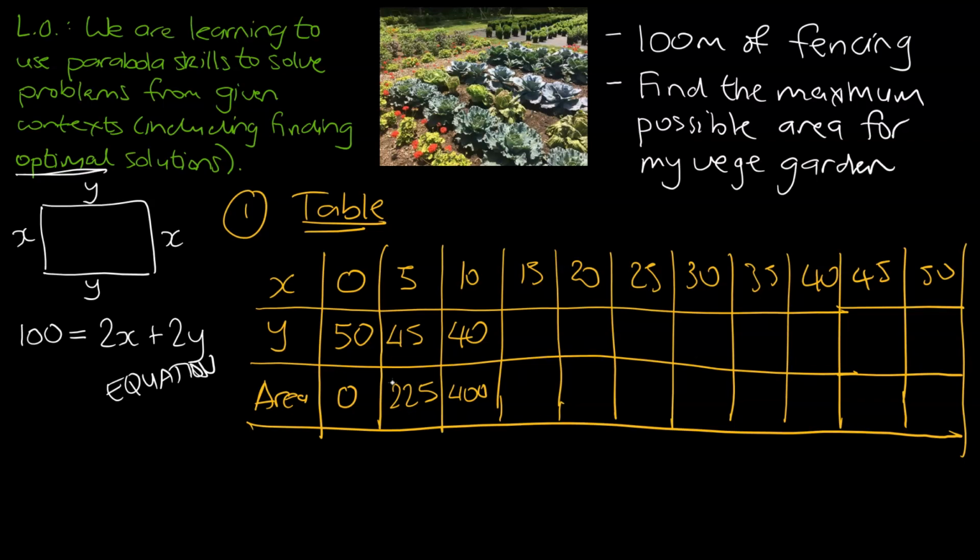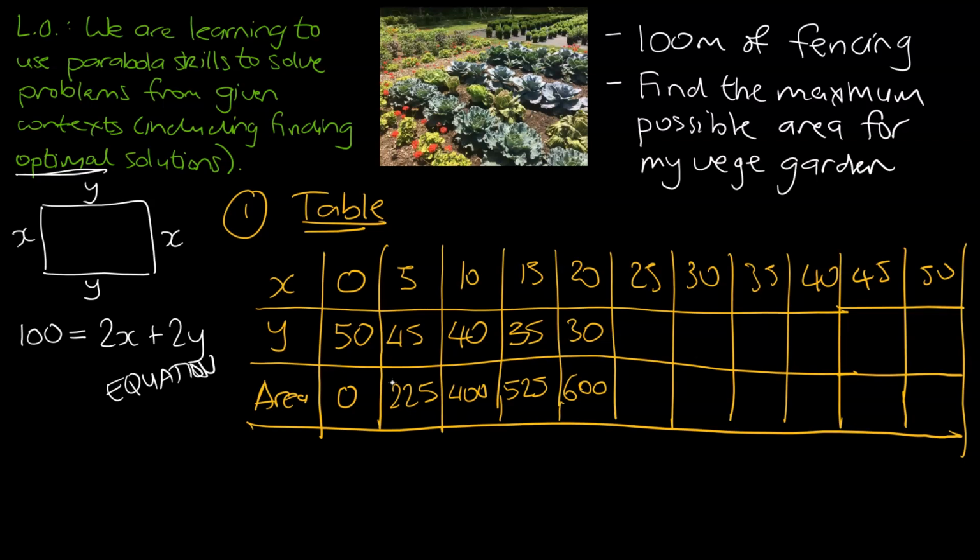So 15, that's 30 for the X's, which means there's 70 left, which is 35 for the Y's. 15 times 35 is 525. So again, bigger area. Then we've got 20 for X. 2 of those is 40. That means we've got 60 meters left for the Y sides, so that's going to be 30. 20 times 30 is 600. So again, we're still increasing.